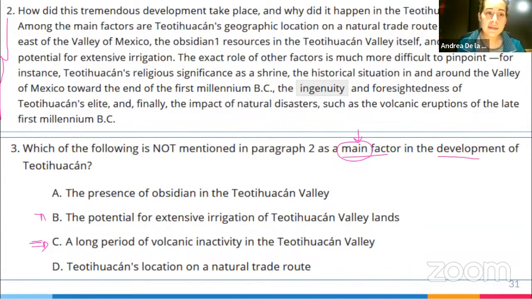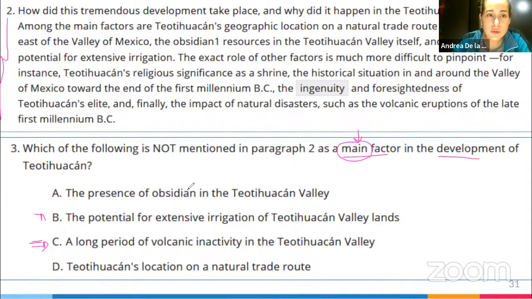So it's not the same to say Teotihuacan people always did this and sometimes did that, right? It's not the same to say a main factor than another factor. So in this case, those are the keywords, great. What do we do with them now? We look for them in the paragraph, right?